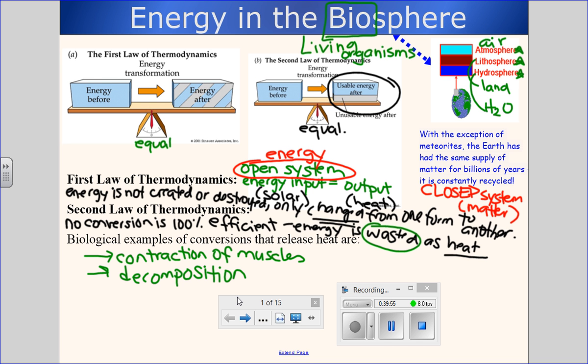Now, since this chapter's focus is energy, I'm not going to focus on this matter thing anymore right now. We'll do that in chapter 2. But since I mentioned that it's an open system, I like to show you where it's closed as well.